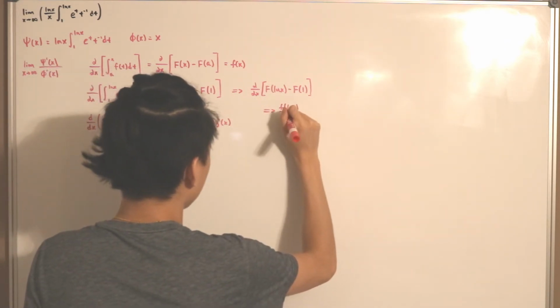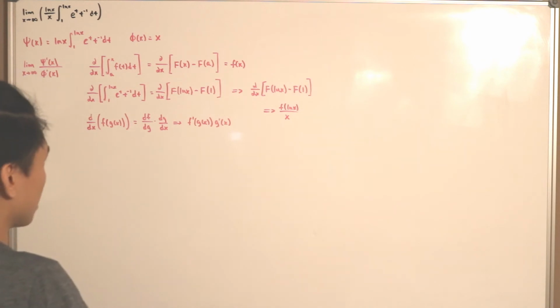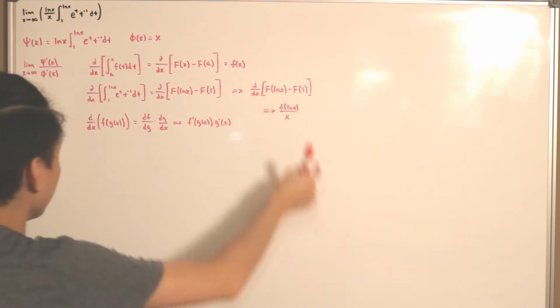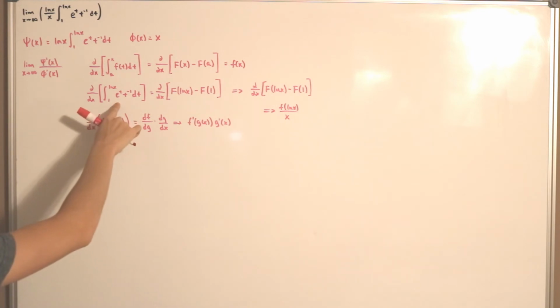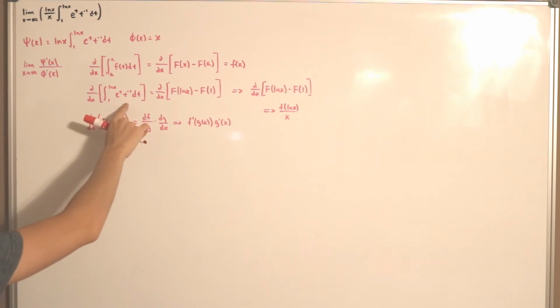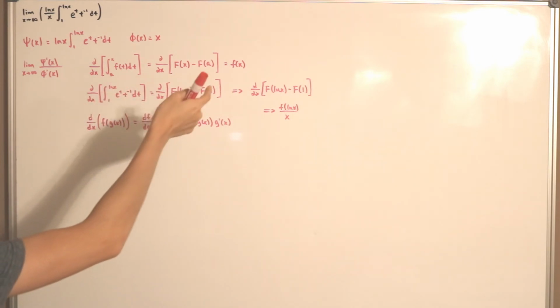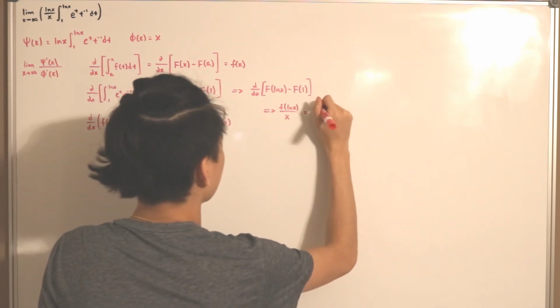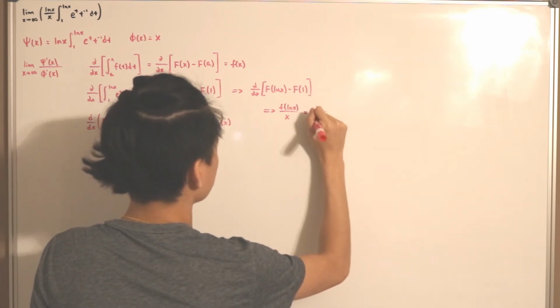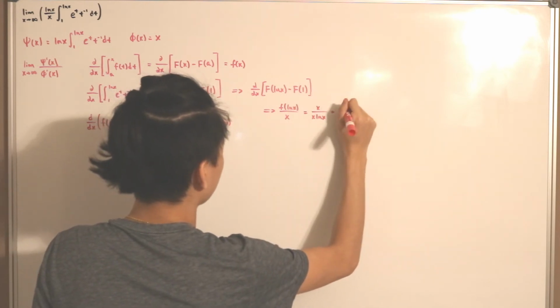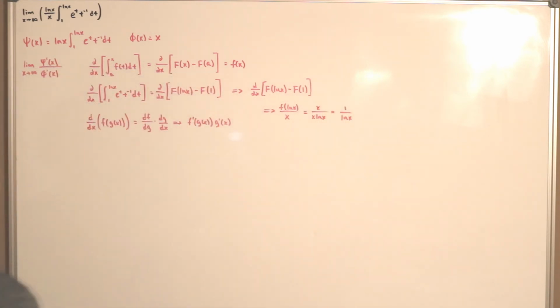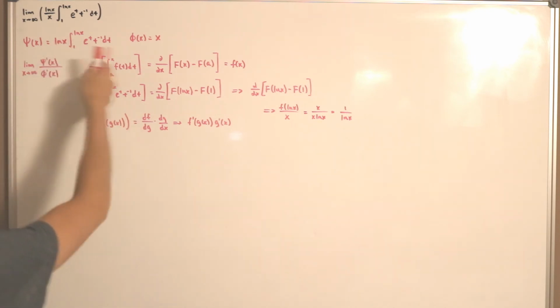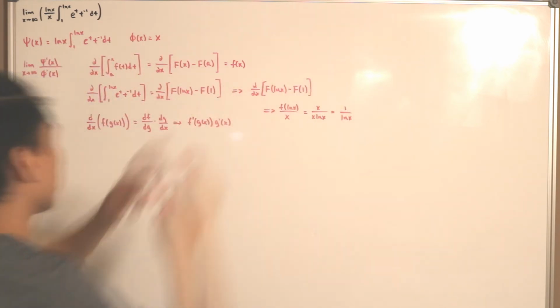So this is just f of ln of x divided by x. But let's evaluate f at ln of x. e to the ln of x is just x, and then t to the -1 is 1 divided by ln of x. So this is x, divided by x times ln of x. The x cancels out, so we get 1 over ln of x. This means the derivative of this integral specifically is equal to 1 over ln of x.